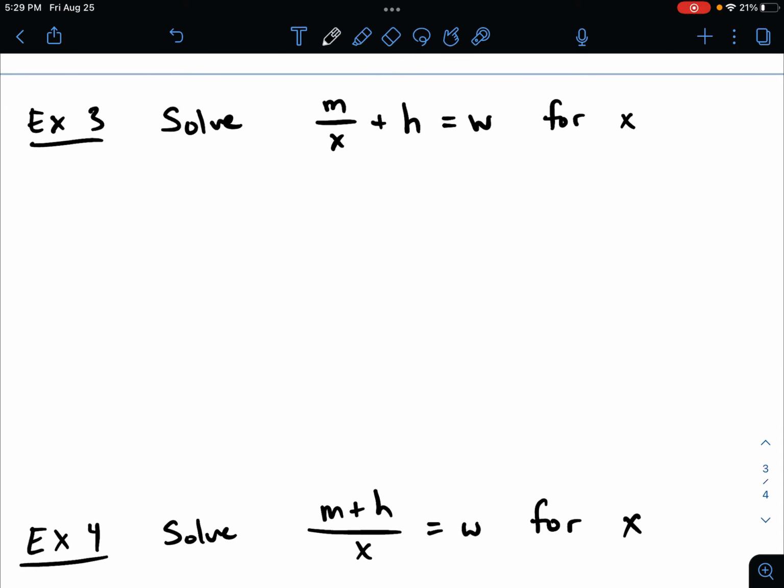Next one. Here we're trying to solve for x. All right, so in general, whenever you see x in the denominator, it's a good idea to try to get x out of the denominator. So I'm going to multiply everything by x. So m over x plus h equals w. I'm going to multiply the term on the left by x, the h by x, and the w by x. Right? Everything gets multiplied by x.